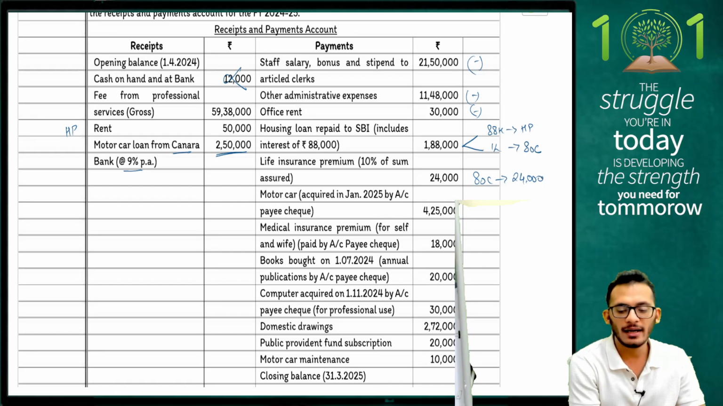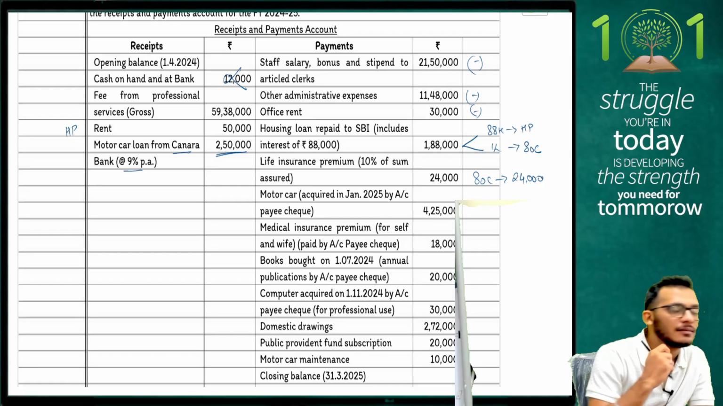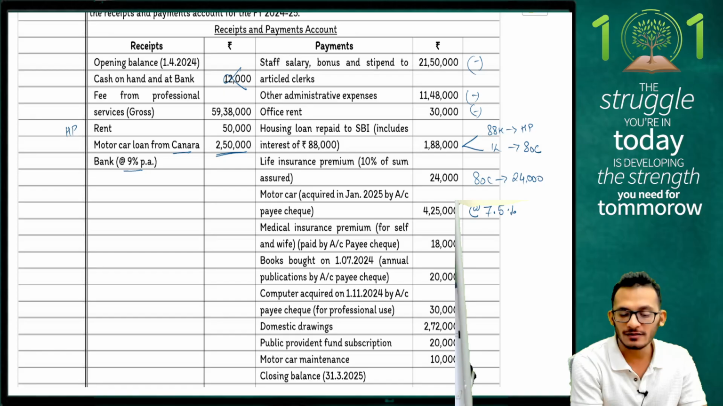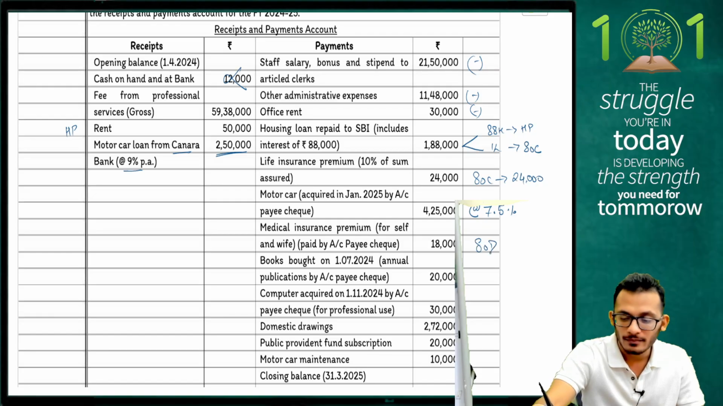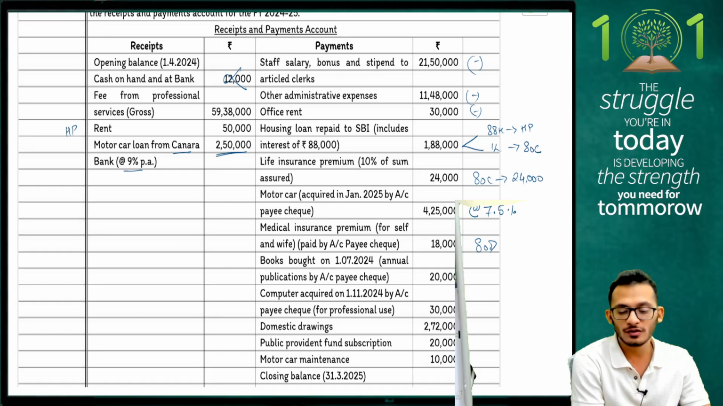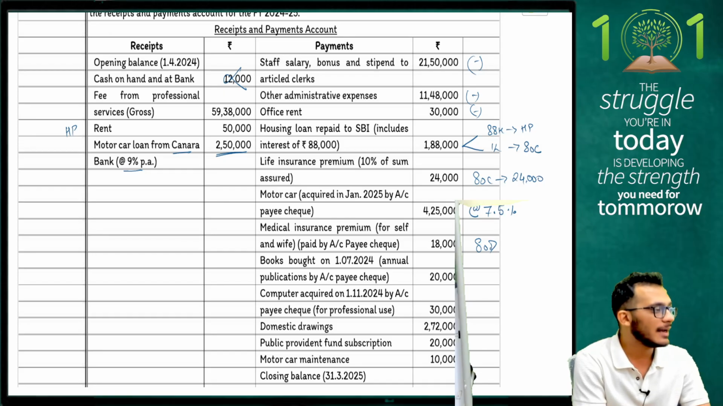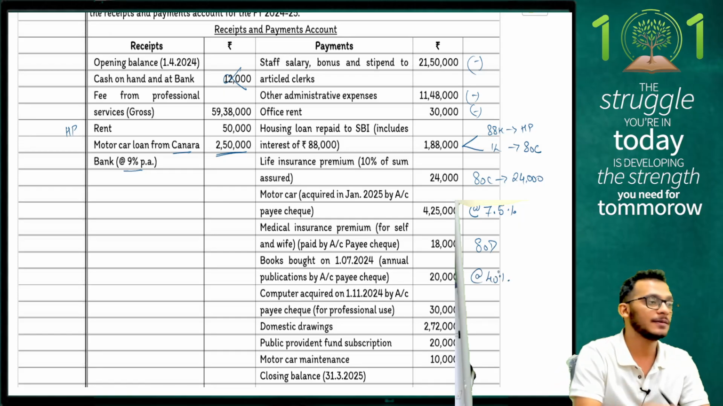Motor car acquired in January 2025 by account payee cheque. Claim depreciation at the rate of 7.5%. Medical insurance premium paid for self and wife by account payee cheque, 18,000. 80D. Amount eligible is the full 18,000. Books bought on 1st July 24, annual publications, by account payee cheque. Again, an asset with 40% depreciation. So no claim, but directly 40% depreciation.